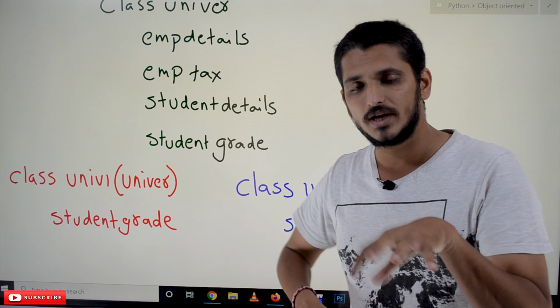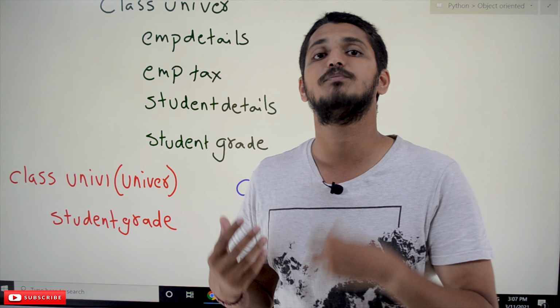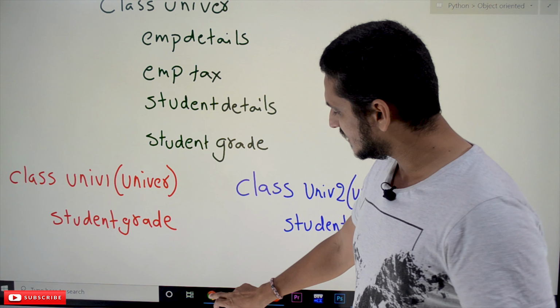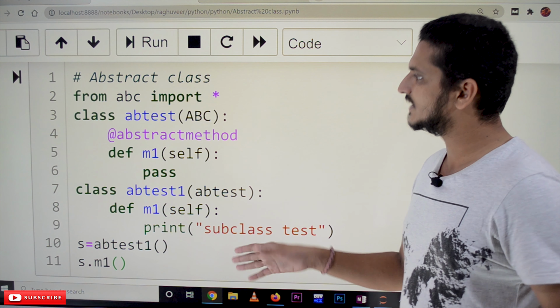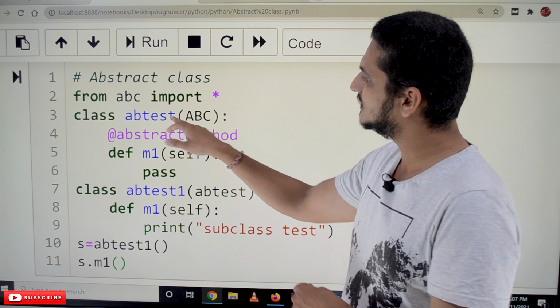Now let's understand the syntax, how we implement this abstraction concept in Python. Coming to the implementation part, this is our example: class Test is our class name, with abstract behavior.